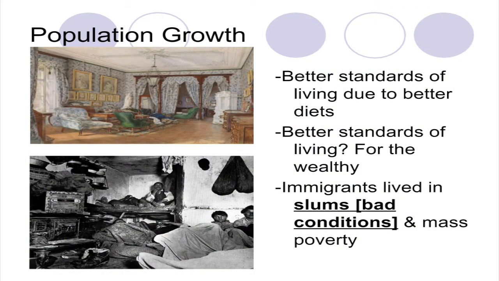Population growth, because people are starting to work and make money. They have more money in their pockets, so the standards of living are better. People are eating better food, which means, again, the population's going to go up. And at the same time, not everybody was experiencing this wealth.